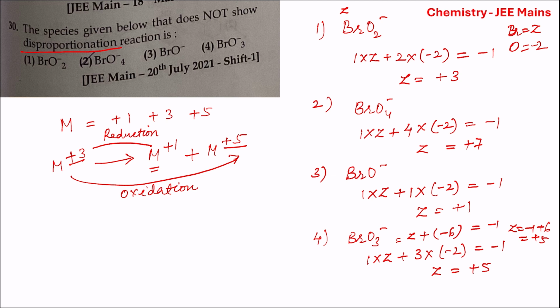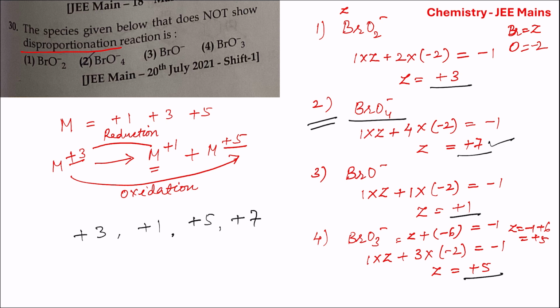In the case of bromine, in these different compounds, bromine shows different valencies. In one it shows plus 3, in another plus 7, in option 3 it shows plus 1, and in option 4 it shows plus 5. So the various valencies are plus 3, plus 1, plus 5, plus 7. Now in option number 2, in BrO4 minus, the oxidation number of bromine is plus 7.